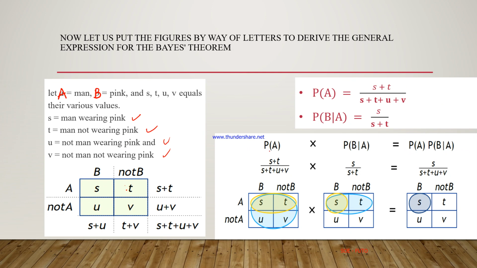Now when we compute, we are trying to do something. What is the probability P of A? What's the probability of man? In this case it is S plus T over this. So the P of A is S plus T over this. Then what's the B? The probability of pink. What's the probability of B given A? Inside of the persons that are A, that is man, what is the probability of B inside it? It is S over S plus T. Okay, so when we evaluate this, we are going to be left with this.